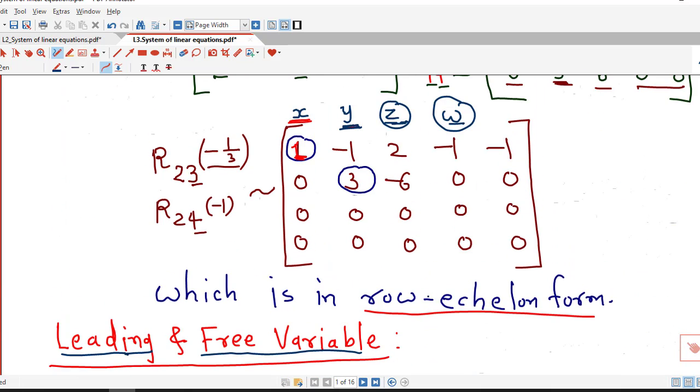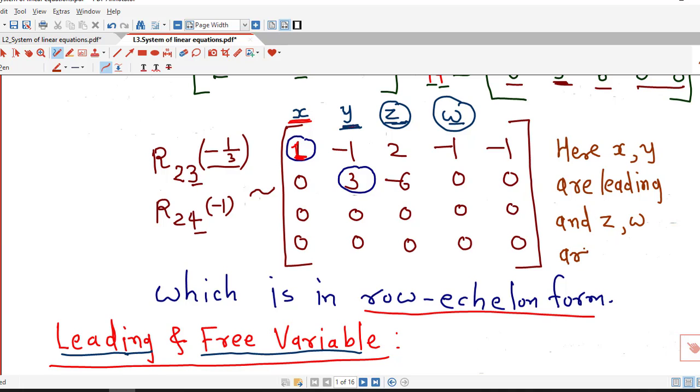So in this example, we can see here x and y are leading, and z and w are free variables. So we obtain 2 free variables. Therefore, this system has an infinite number of solutions.